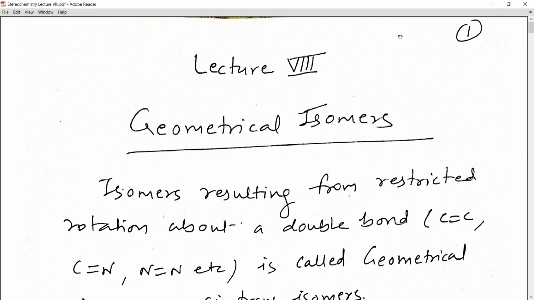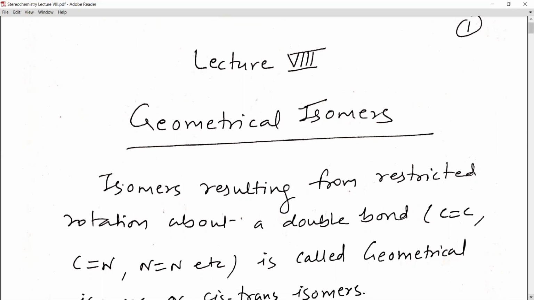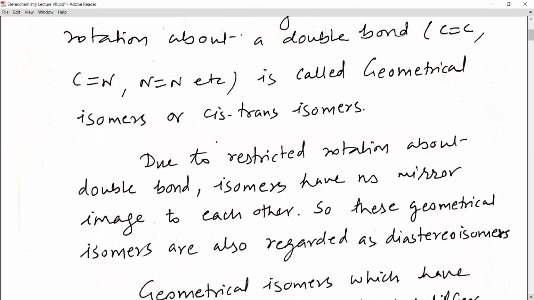In continuation of stereochemistry, in lecture 8, we will discuss geometrical isomers. These are isomers resulting from restricted rotation about a double bond: a carbon-carbon double bond, carbon-nitrogen double bond, nitrogen-nitrogen double bond, etc. Due to restricted rotation, geometrical isomers are not mirror images of each other. So these geometrical isomers are also regarded as diastereoisomers.